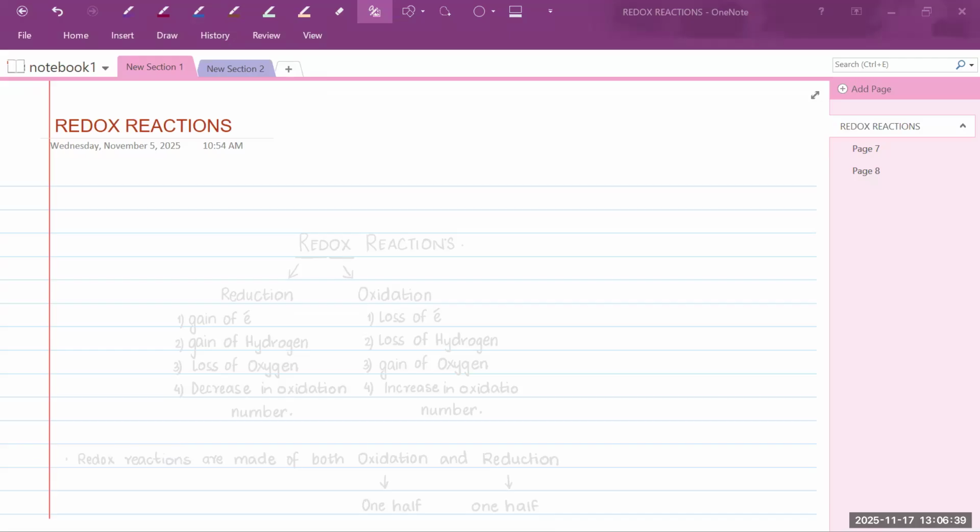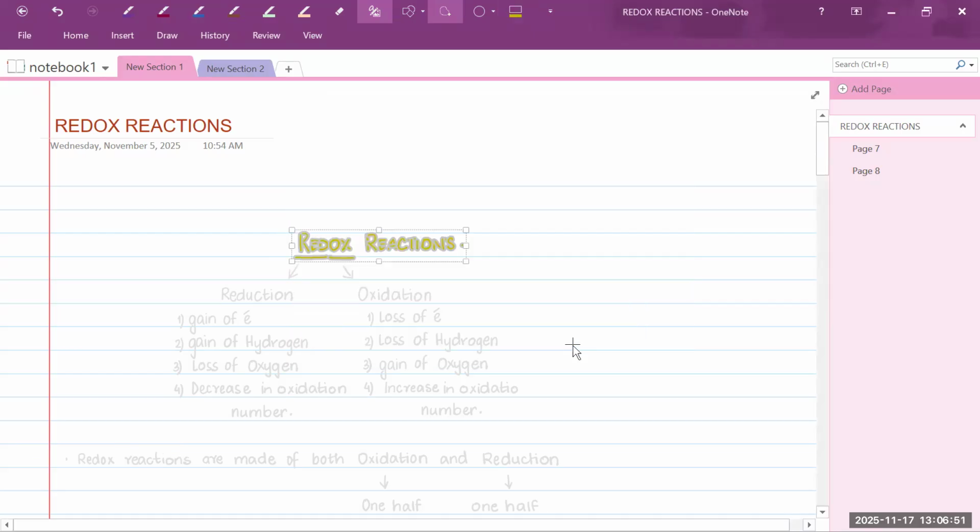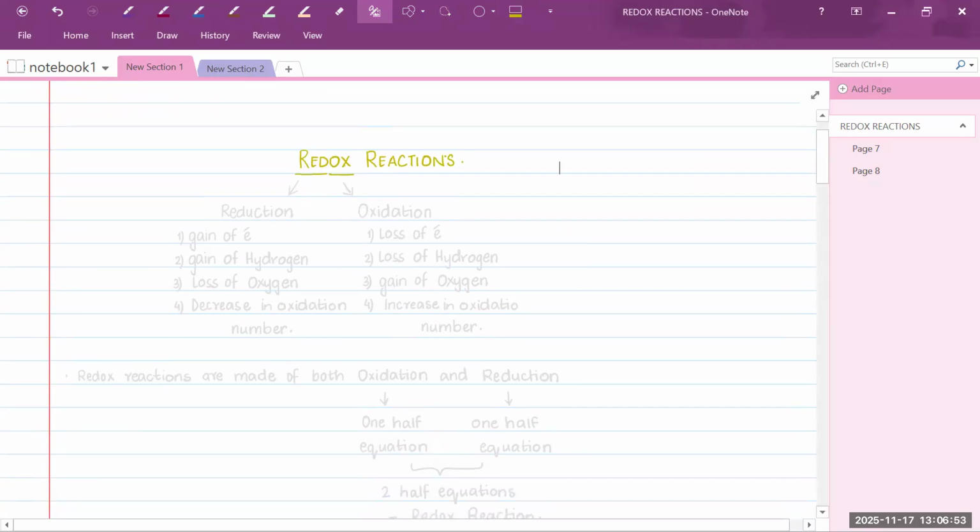Hi guys, today we'll be doing AS Chemistry 9701 Redox reactions. So let's get started. Redox reactions come from two words combined together. The red in redox stands for reduction, and the ox in redox stands for oxidation.